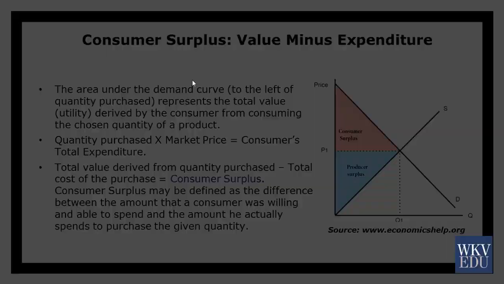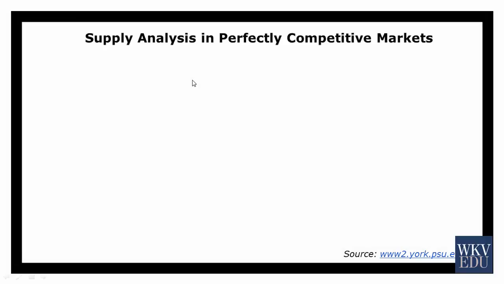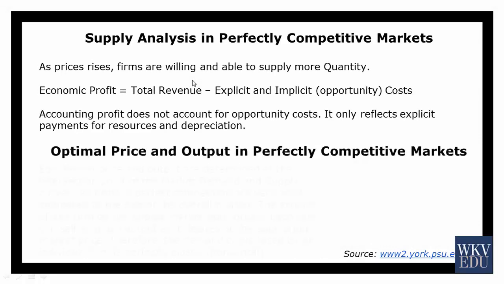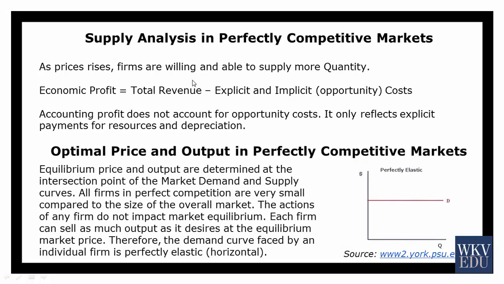We now move on to our next topic, which deals with supply analysis in perfectly competitive markets. We all know as price rises, firms are willing and able to supply greater quantities of a particular product. Why is it so? It was taught in supply analysis that as price rises, ceteris paribus, with cost of production and technology remaining constant, the profit margin for the supplier increases. And hence, he is willing and able to supply more. Why wouldn't he be? He obviously would want a higher profit margin.